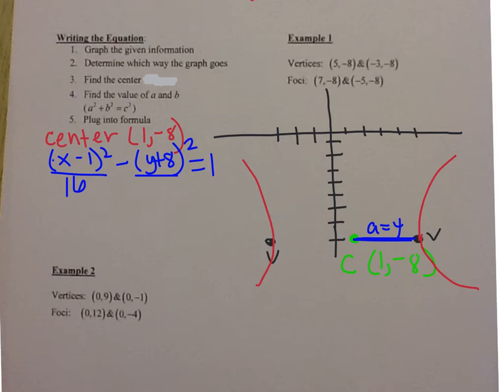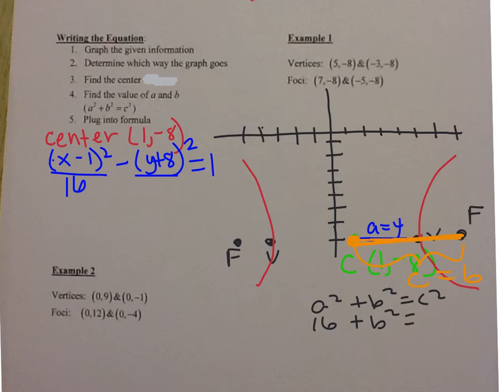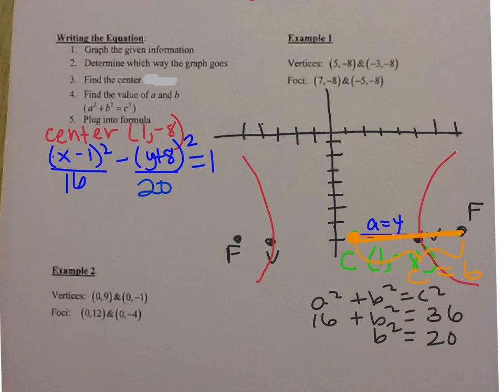And I know c. So remember, c is from the center to the foci. So I have the foci. The foci are (7, -8), so that's 5, 6, 7, and (-5, -8). So c is going from center to focus. This is my c here. So that's a total of 1, 2, 3, 4, 5, 6. So c is equal to 6. So now I'm going to use the Pythagorean theorem, a squared plus b squared is equal to c squared. Remember, I'm looking for b squared. So a squared is 16 plus b squared is equal to c squared, which is going to be 36. So minus 16, I get 20. So my b squared is equal to 20. So right underneath the y will be 20. So that's my equation. All right, let's try another one.